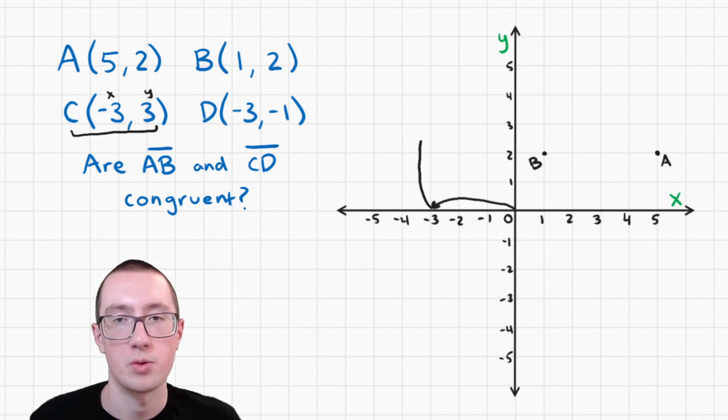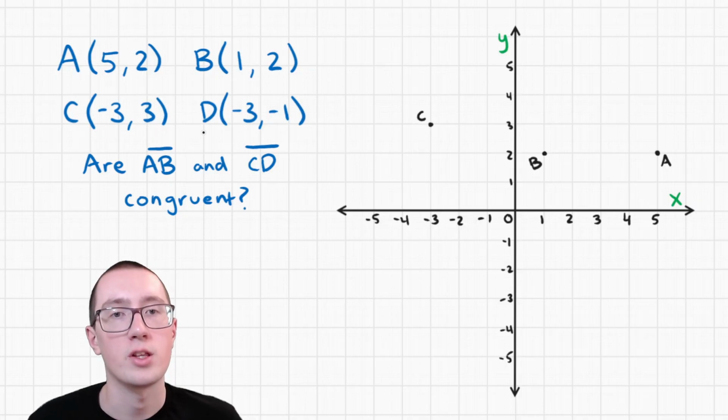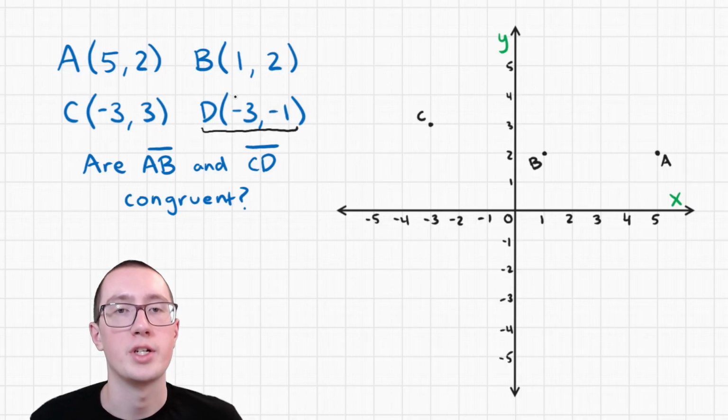So we're going to go up 3 squares. And we'll put a point right here and call it C. And then finally, we have D here, which is -3, -1.